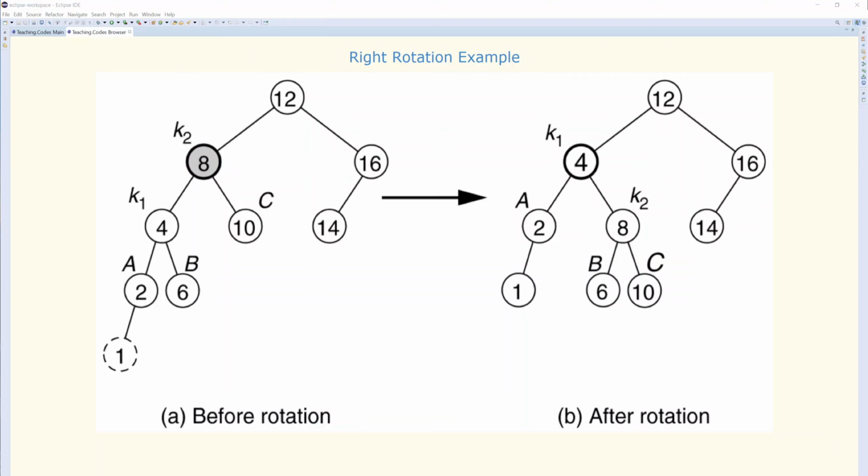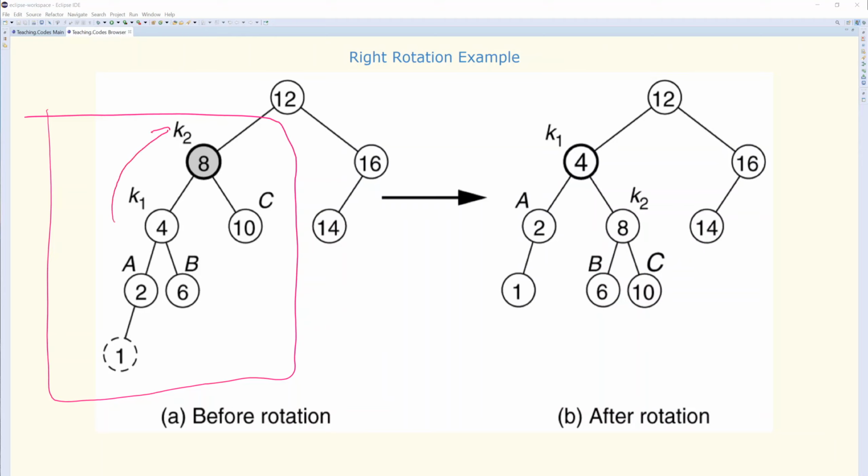I need to look at this subtree, 12, 16, and 14. Just put them aside for the moment. We don't need to deal with that. We're just focusing on the tree in this rectangle. So this tree is unbalanced, and what I need to do is rotate 4 around 8. So 8 and 10 go down, 1, 2, and 4 go up, 6 gets adopted.